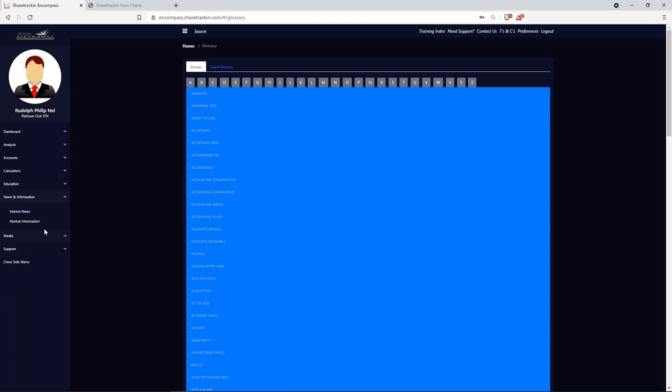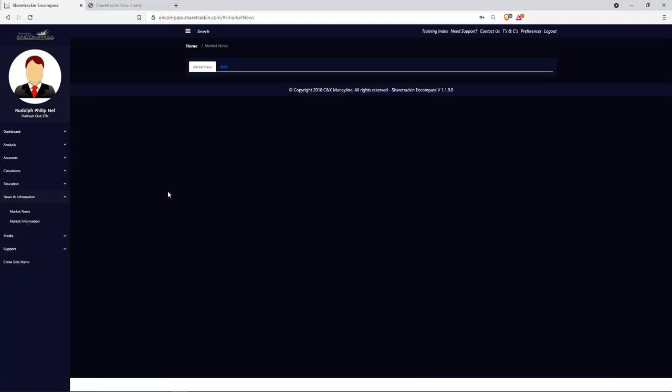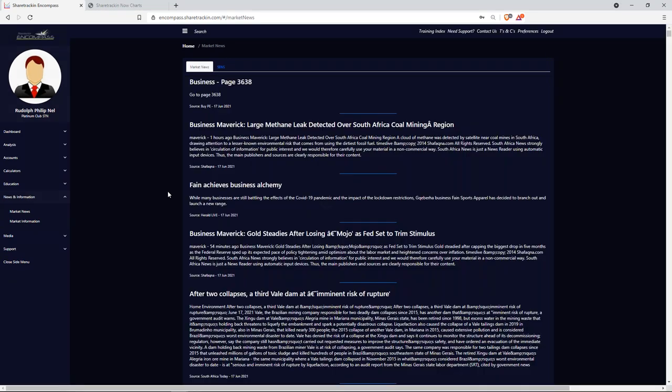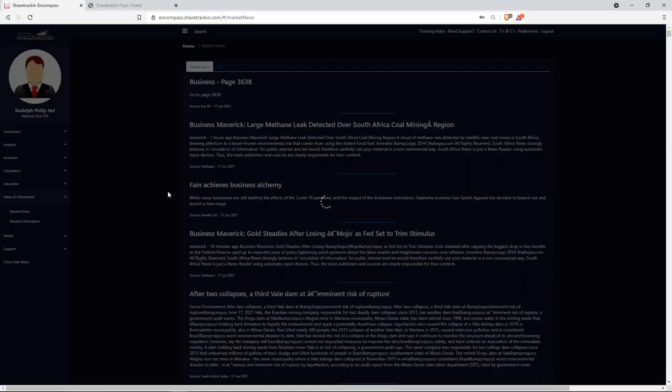And then underneath your news and information, you get your market news. So market news will basically be all the information for the current day, so 17th of June, and this is basically your newspaper. You don't need to go and buy the newspaper. This is your newspaper that you can go through.